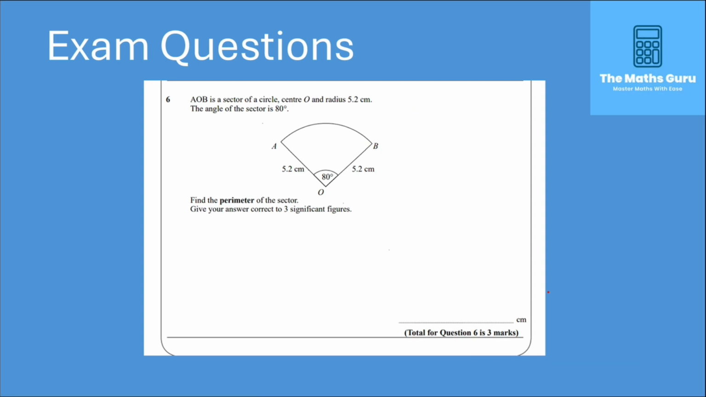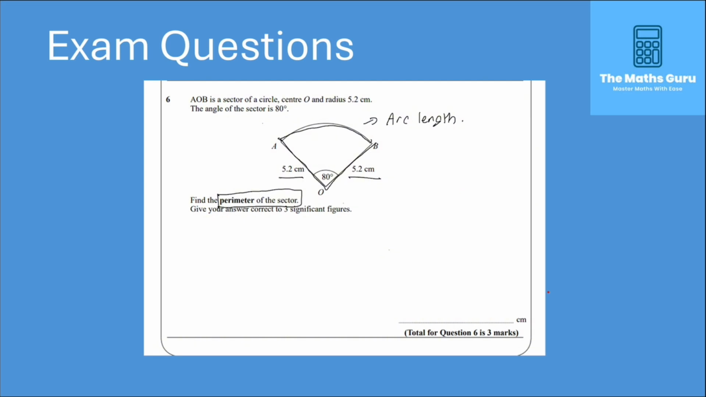Moving on to the next question, we have AOB is a sector of a circle with the center O and radius 5.2 centimeters. The angle of the sector is 80 degrees. We need to find the perimeter of the entire sector. Notice how they don't say arc length, but because we're dealing with perimeter, we're going to have to work out the arc length. And notice how this is the whole sector, so we're not only going to have to work out the arc length, we're going to have to add these two radii to calculate the perimeter of the entire shape.